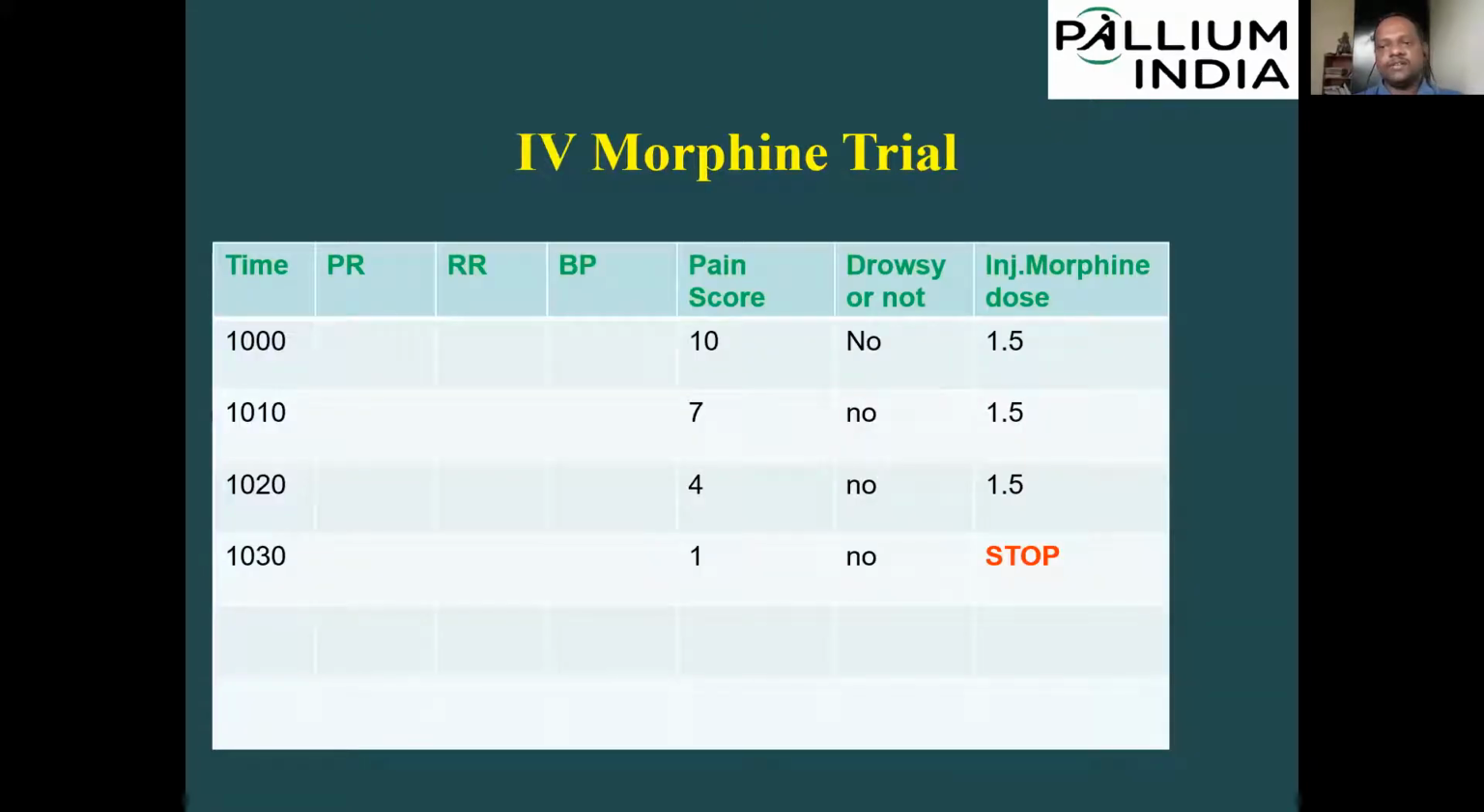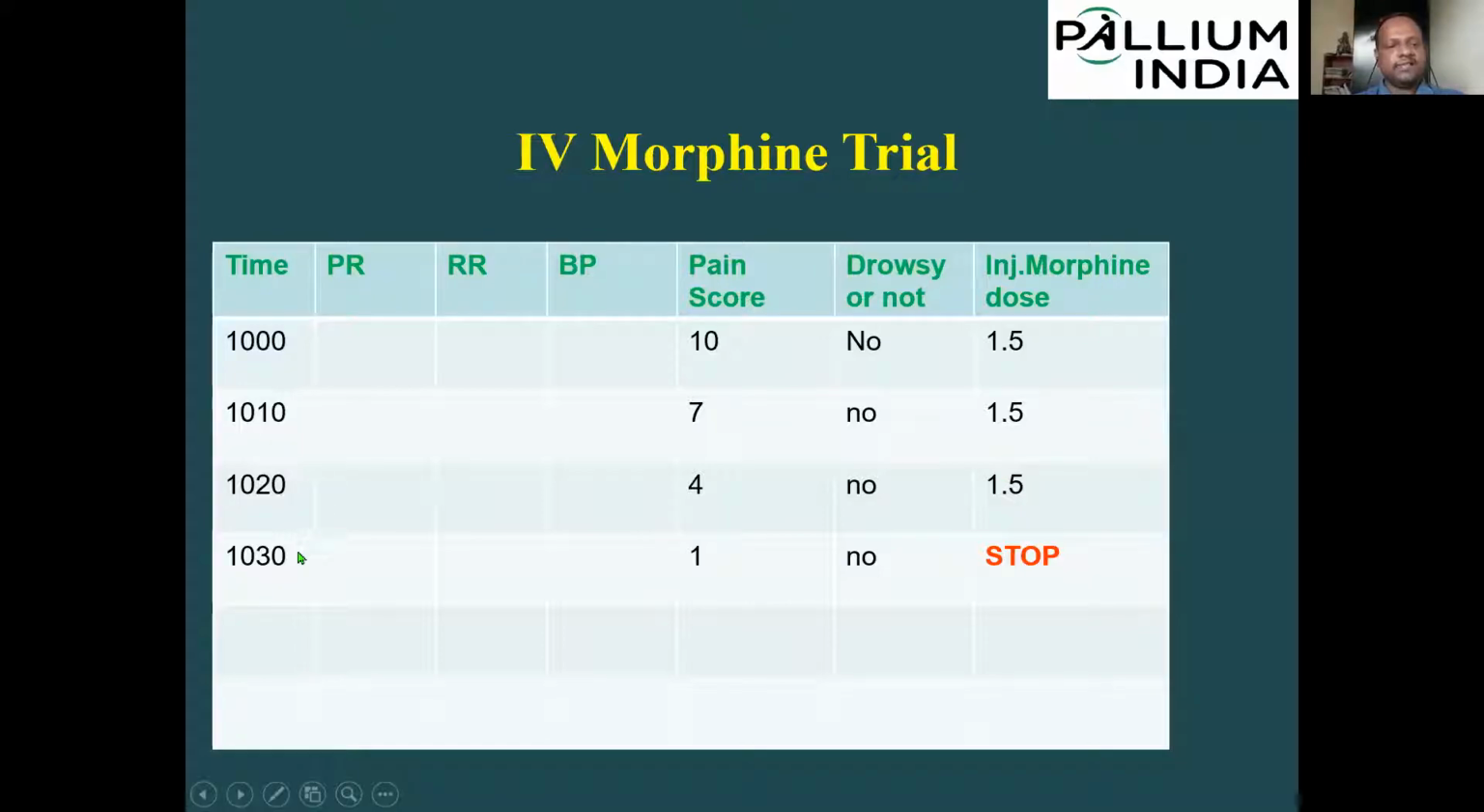And you can also document this intravenous morphine trial like this, which includes time, pulse rate, respiratory rate, blood pressure, pain score, whether the patient is drowsy or not, because one of the endpoints is drowsiness, and the dose of injection morphine. You can see that this patient is receiving morphine every 10 minutes. The first dose was given at 10, and at the third dose at 10:20, you can see the pain score is 4. You will check the BP, pulse rate, respiratory rate, and you will ask the patient, are you drowsy? Patient says no.